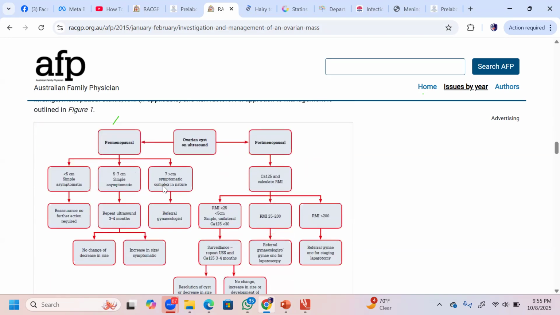Okay, this flow chart is important. So doctors, you have to classify the patient as either premenopausal or postmenopausal. Premenopausal is the important one. Many questions come from this. Postmenopausal is not important. So premenopausal, if the cyst is less than 5 centimeters, simple, asymptomatic, no symptoms, you will just reassure the patient. Reassure, no further action is required.